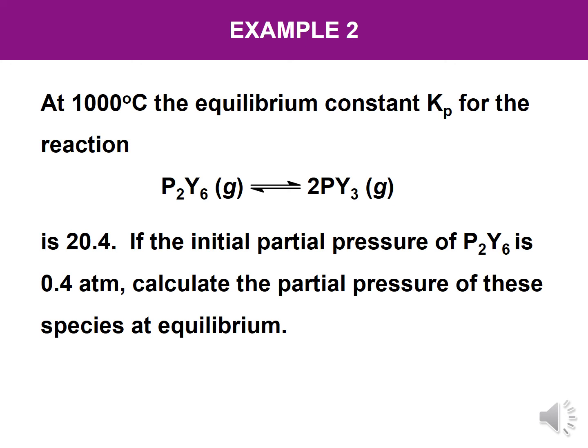Example 2. At 1000 degrees Celsius, the equilibrium constant Kp for the reaction 1 mole P2Y6 produces 2 mole PY3 is 20.4. If the initial partial pressure of P2Y6 is 0.4 atm, calculate the partial pressure of this species at equilibrium.